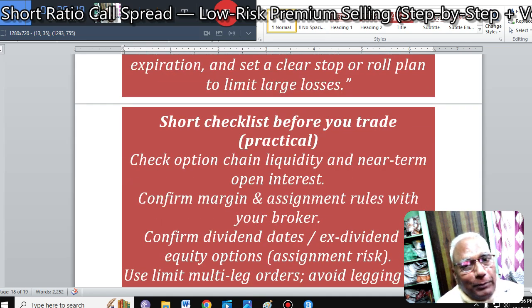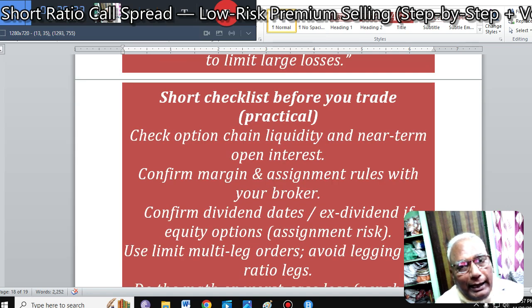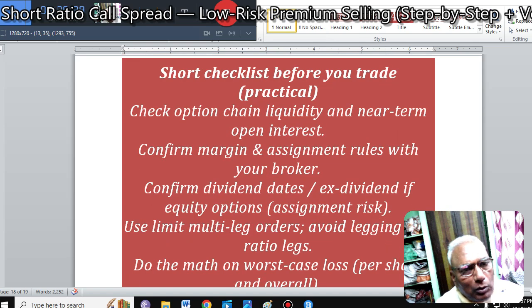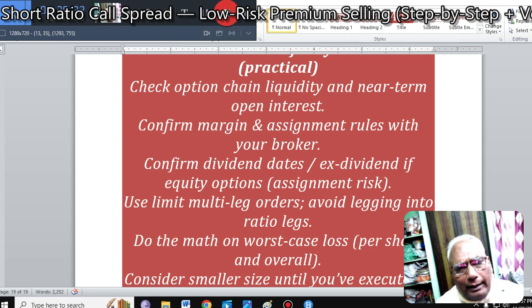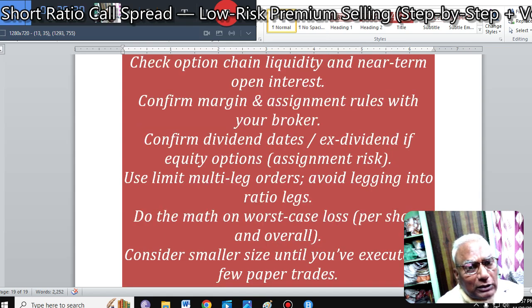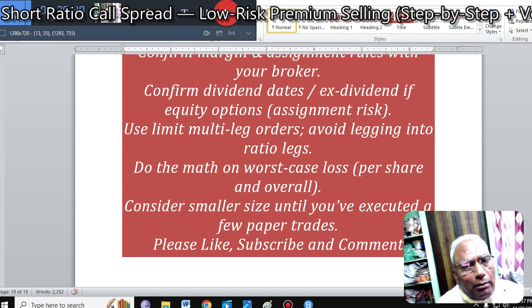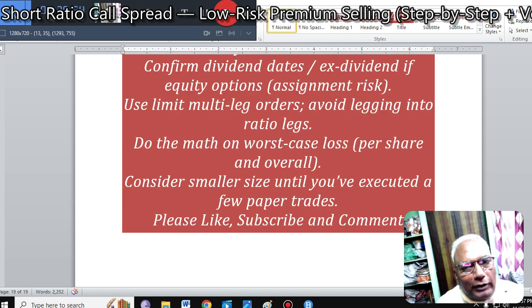Short checklist before you trade. This is the important practical part. Check the options chain, liquidity, and near-term open interest. Confirm margin and assignment rules with your broker. Confirm dividend dates and ex-dividend dates for equity options, given assignment risk. Use limit multi-leg orders. Avoid legging into ratio legs. Do the math on worst-case loss per share and overall. Consider smaller size until you have executed a few paper trades.